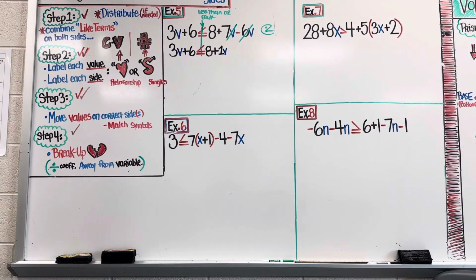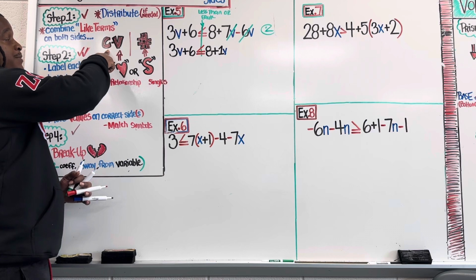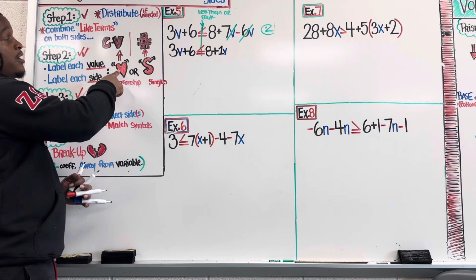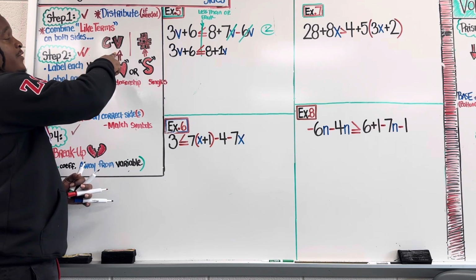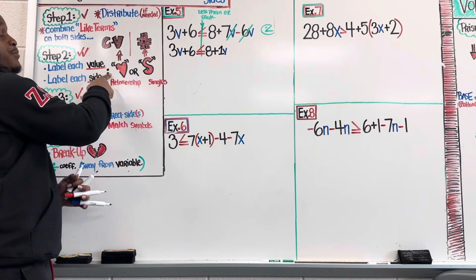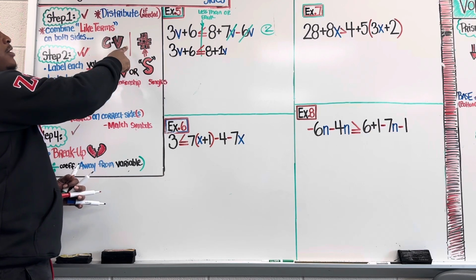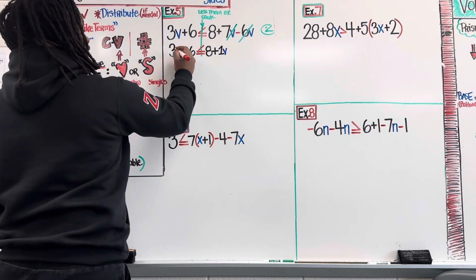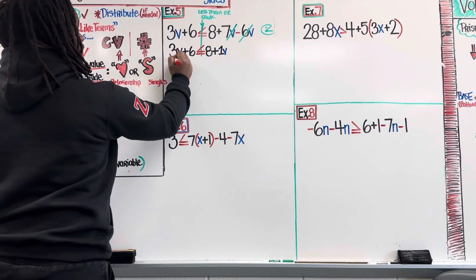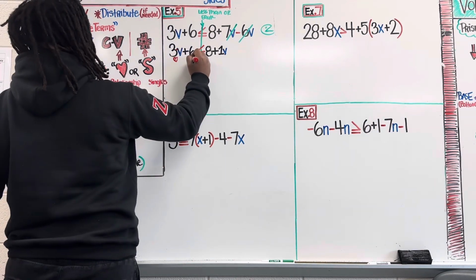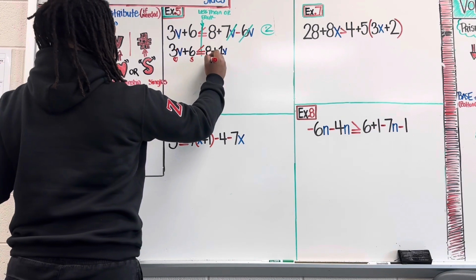Now, the second step is I want to label each value. I always put CV, which represents the coefficient and the variable that are in an operational relationship with one another. So I always put a heart because it's the coefficient times the variable. They're in operation, or in other words, in a relationship with one another. The numbers that are not attached to a variable, I just put an S, meaning single. So the coefficient of 3 is being multiplied by the variable v, so I'm going to put a heart because that's an operation or a relationship. 6 is just by itself, so I'm going to put an S for single. 8 is by itself, I'm going to put an S for single.